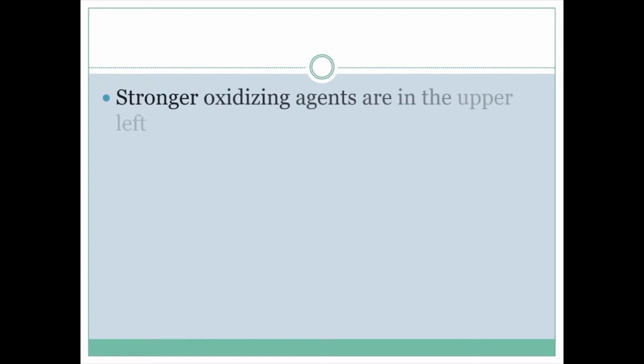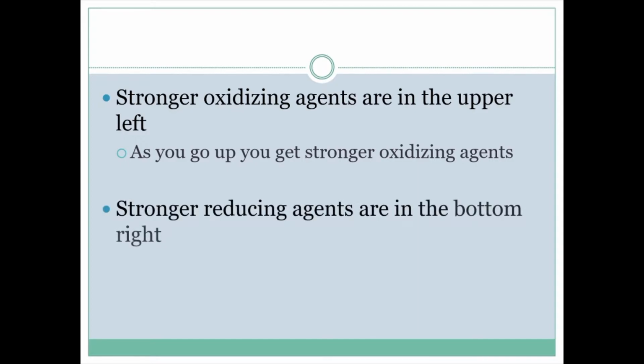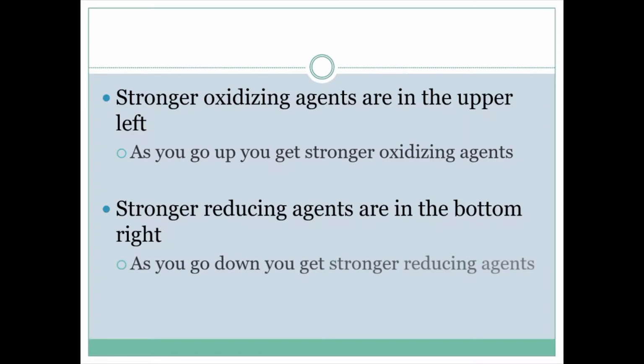As you go up on the table, there are a couple of trends you should notice. The stronger oxidizing agents are on the upper left of the table, so as you go up, you get stronger oxidizing agents. And as you go down, you get stronger reducing agents. The strong reducing agents are on the bottom right.